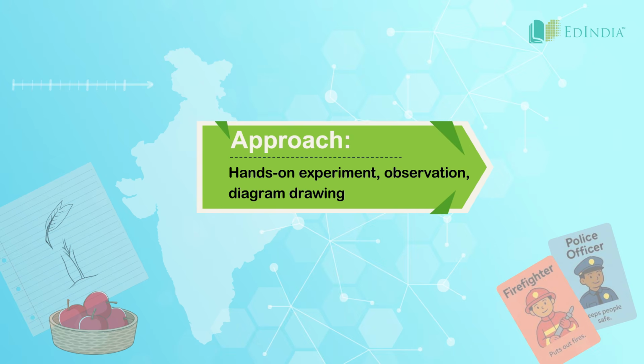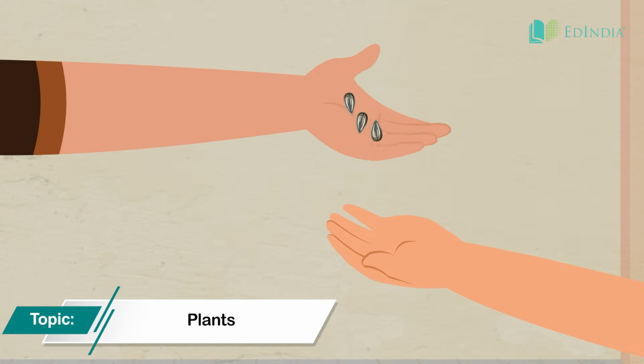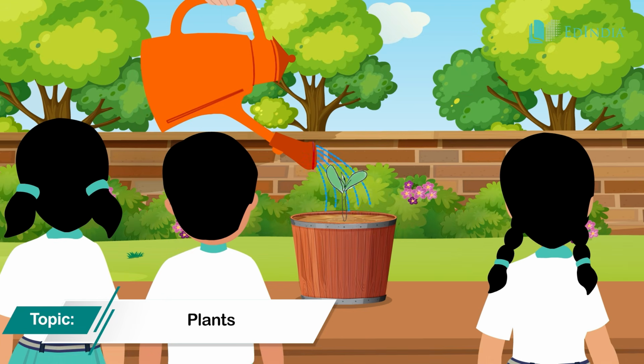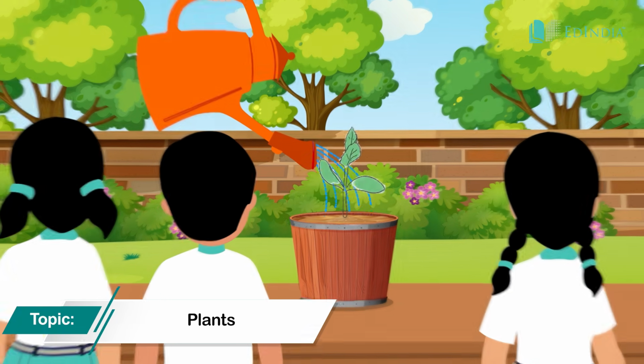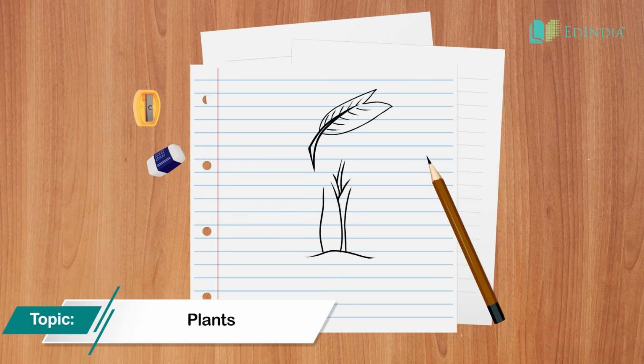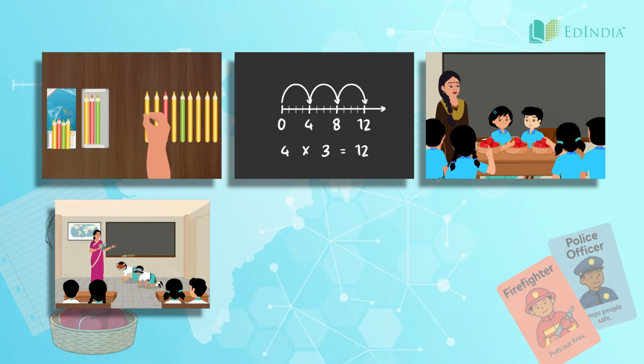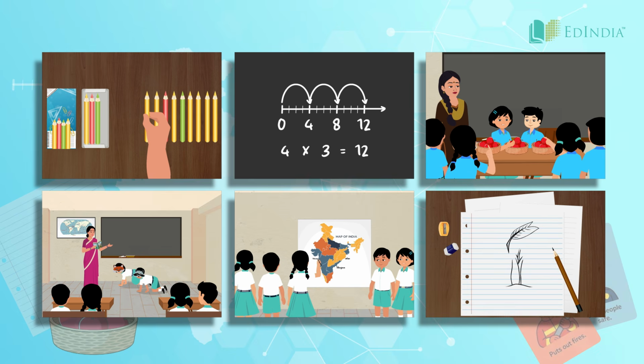In science, the topic of plants can be taught through different approaches. Students can plant seeds and watch them grow, observe and record changes in leaves and stems, and draw the diagram of plant parts to consolidate their learning. Using varied methods not only engages learners but also helps them connect ideas across all subjects for deeper understanding.